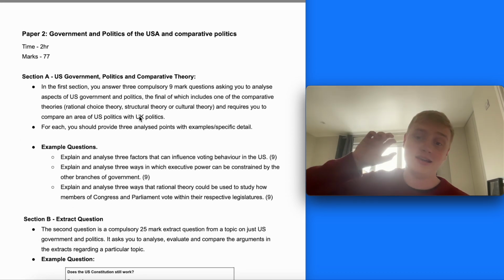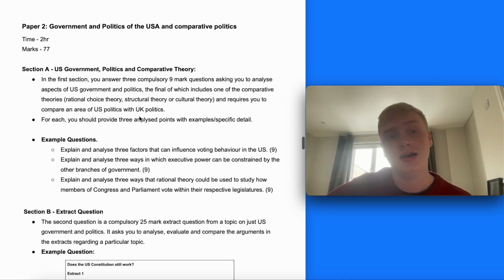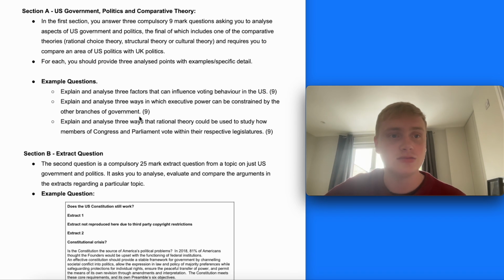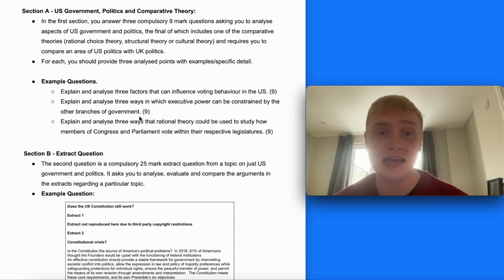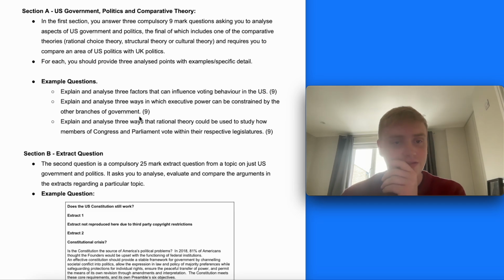Paper 2 then is completely on the US. Again, 2 hours and 77 marks. Section A, similar to the first paper, is 3 short questions that you have to do, all of them. The final of them includes one of the comparative theories: rational choice theory, structural theory, or cultural theory. And again, they're all asking you for 3 ways, so 3 very short points effectively.